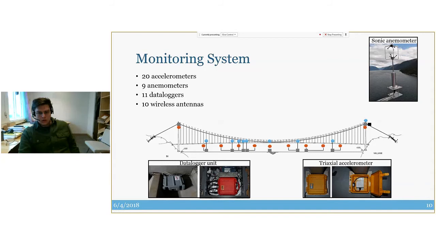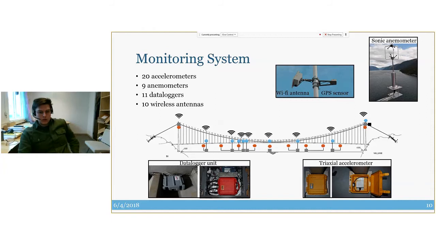And these are connected to data logger units, which are also inside the bridge girder. And these are connected to wireless Wi-Fi antennas. And these antennas provide communication between the data loggers with a main data logger, which is located here on top of the Hardanger tower. And from that point on, with an internet connection, we get the data here at NTNU. So this is how the monitoring system works.